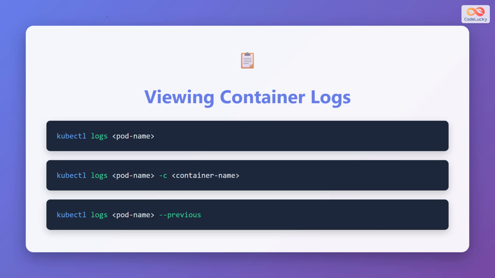Container logs are invaluable for understanding application behavior and errors. Use kubectl logs followed by the pod name to view output from the default container. If your pod has multiple containers, specify which one using the -c flag followed by the container name. To see logs from a crashed container, use the --previous flag. This shows logs from the previous container instance before it failed, which is crucial for diagnosing crash loops.